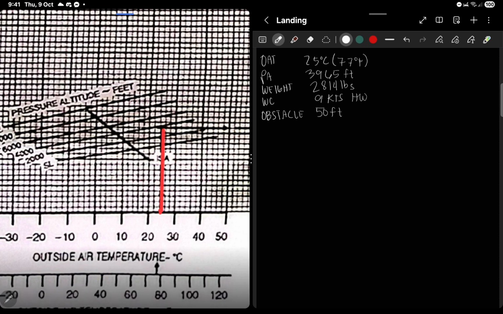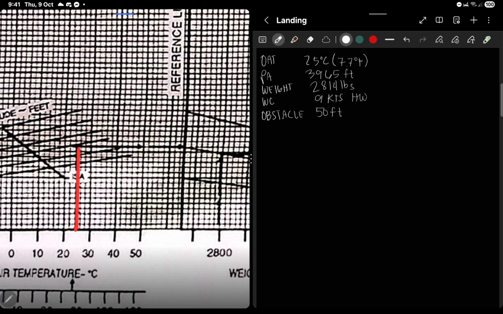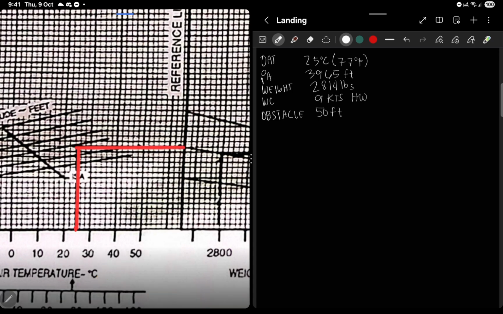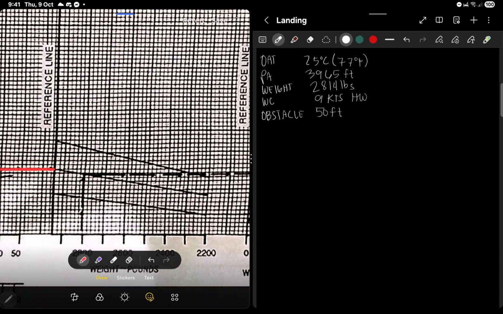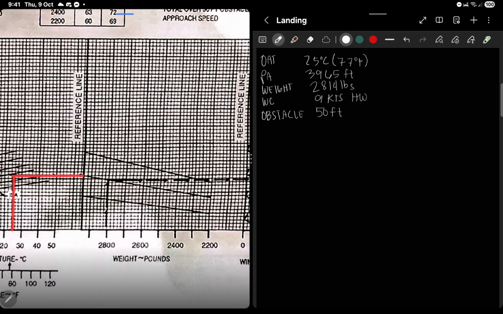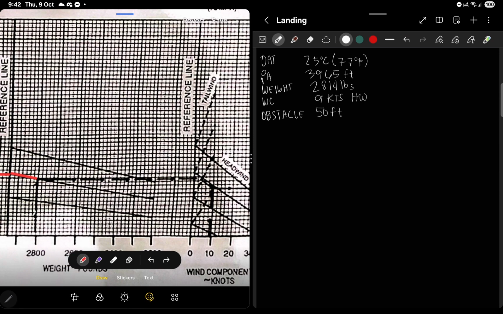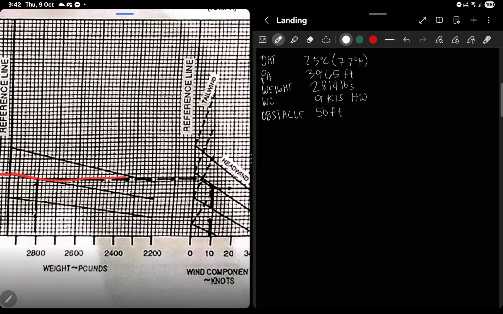So that's 4,000 feet right there. Next up, we're going to go along all the way to our reference line. Now, next, let's take a look at our weight. Our weight is 2,814 or basically 2,800 pounds. So let's go along this line until we reach 2,800. Next, we go straight towards the next reference line all the way there.